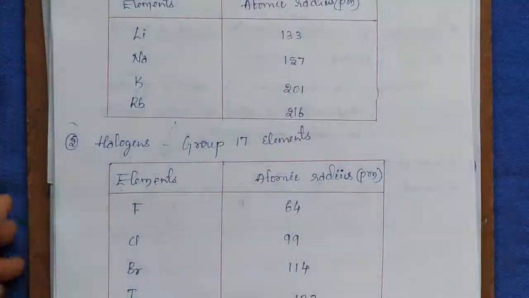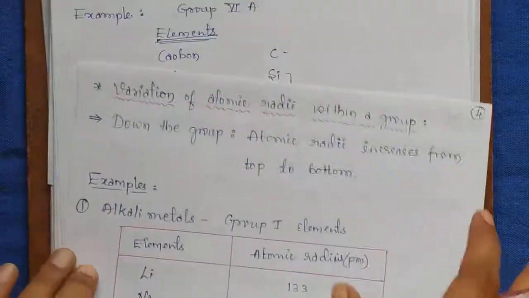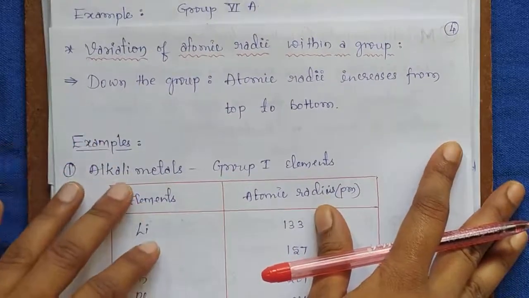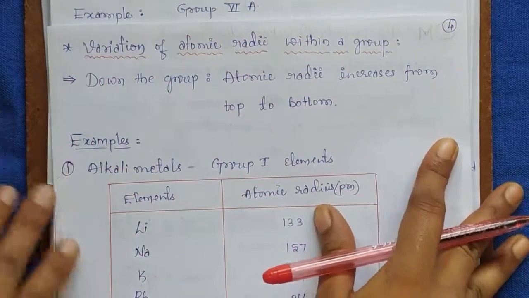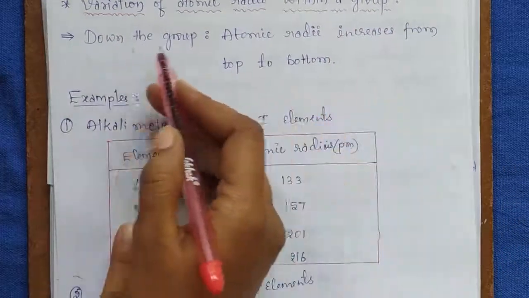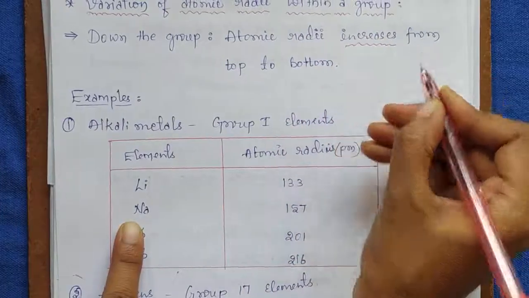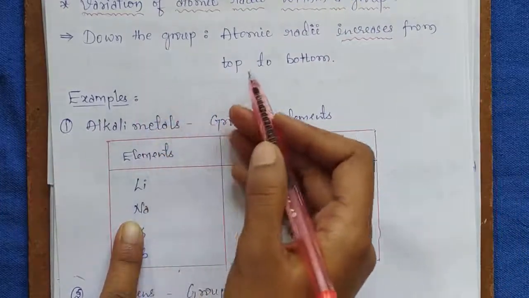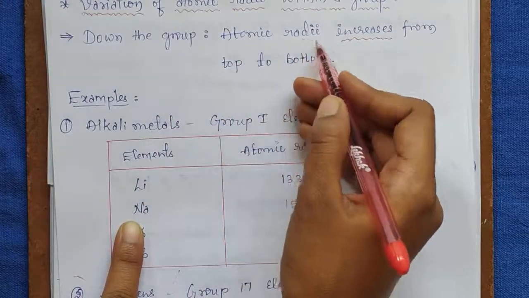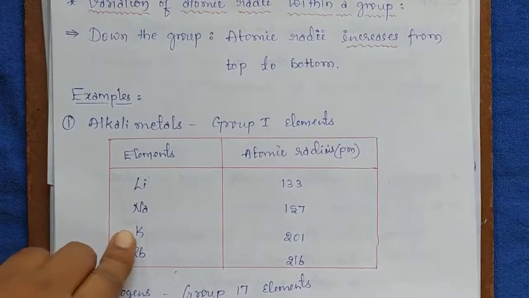Now we will see how this atomic radii varies within a group. Variation of atomic radii within a group. Down the group, atomic radii increases. As we move from top to bottom, atomic radii increases. We'll see why it increases.